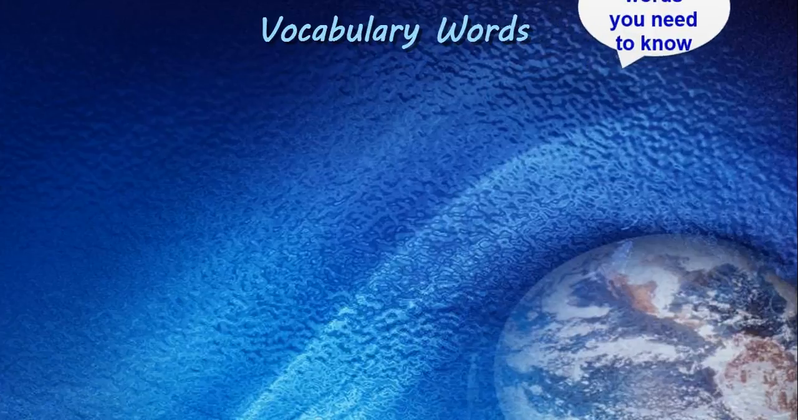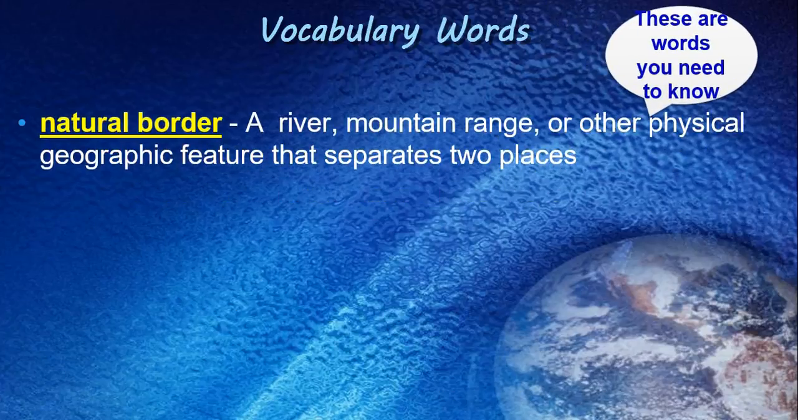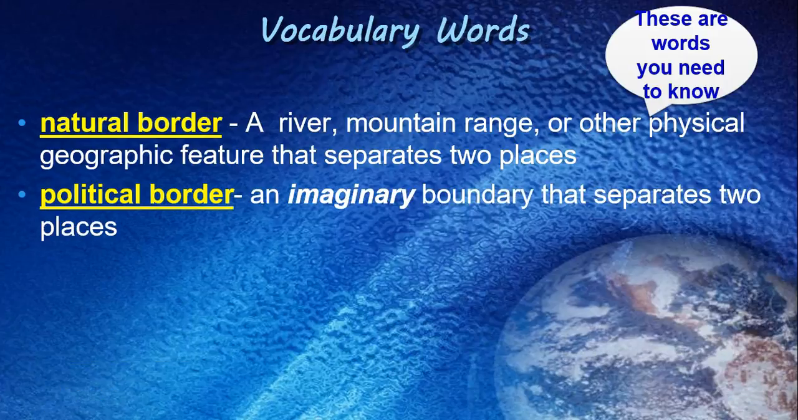So here are the vocabulary words we're going to start off with first. The first one is natural border. A natural border is a river, mountain range, or other physical geographic feature that separates 2 places. This is something made by nature. Next one we have is political border. A political border is an imaginary boundary that separates 2 places. You can't see a political border, you just know.